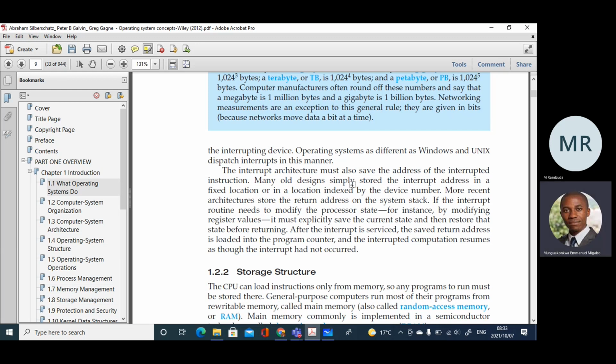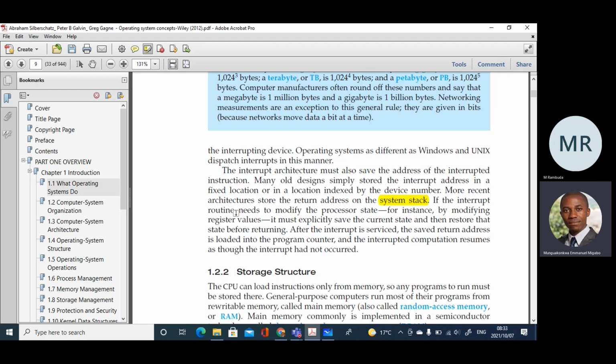The interrupt architecture must also save the address of the interrupted instruction, but I've mentioned that already, so that when we come back, we take it from it. We go to the next address after that, so that the process can carry on, the previous process we had left to go and handle the interruption. But many old designs simply store the interrupt address in a fixed location or in a location indexed by the device number. More recent architectures store the return address on the system stack. That's the modern way of doing it.